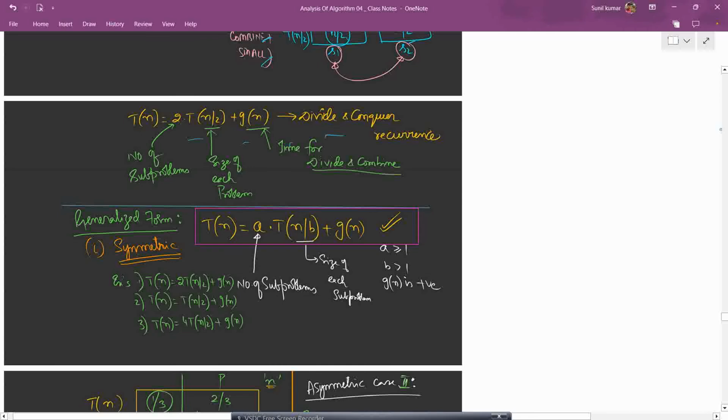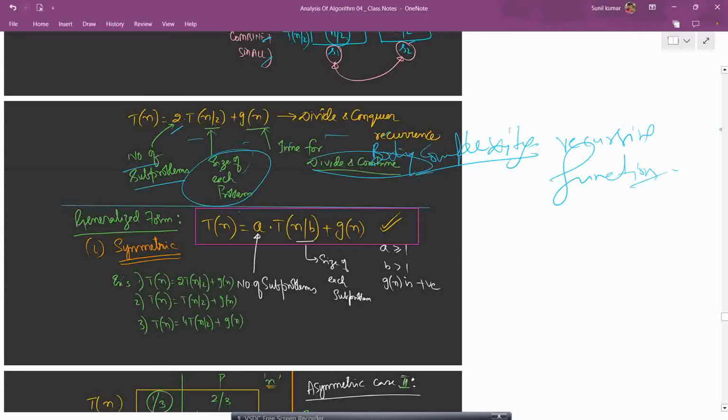In a divide and conquer recurrence, there is the number of subproblems, which could be greater than 2. The size of each problem could vary. Then the time for divide and combine, which is my main point, I said this is the body complexity, the body of the recursion function.